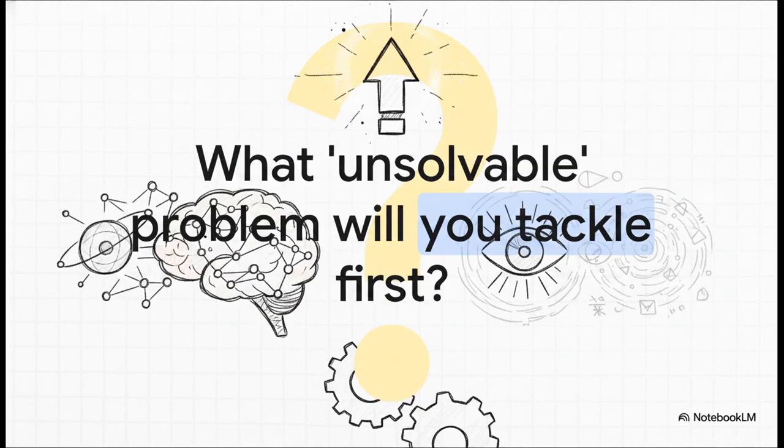Which brings us to our final question, and this one's for you. As these two massive worlds of computing, quantum and classical, continue to merge, they're going to give us tools with unbelievable power. We're going to see problems we once thought were impossible become solvable. So what's the first unsolvable problem you're going to tackle?